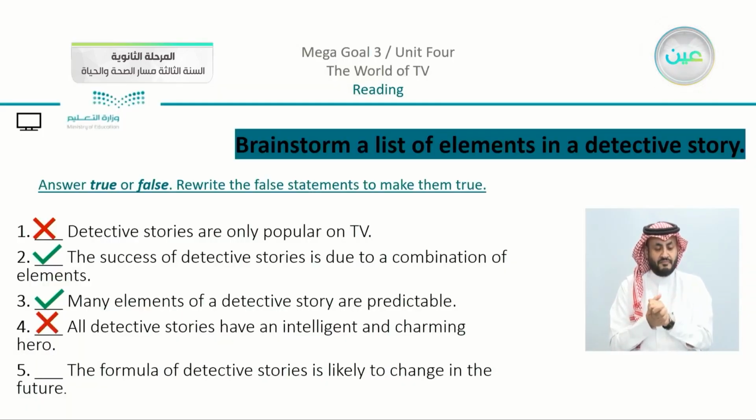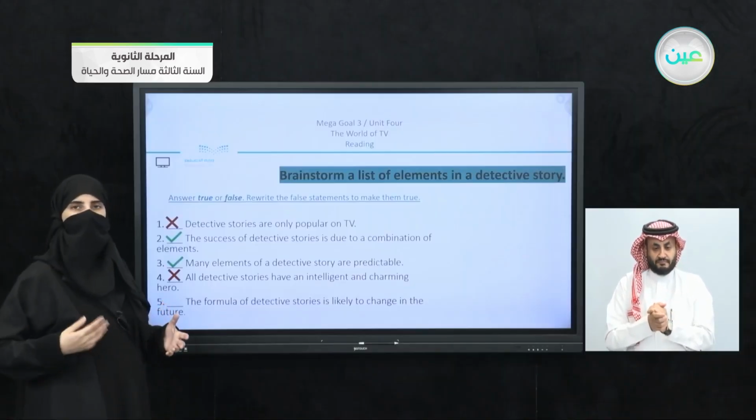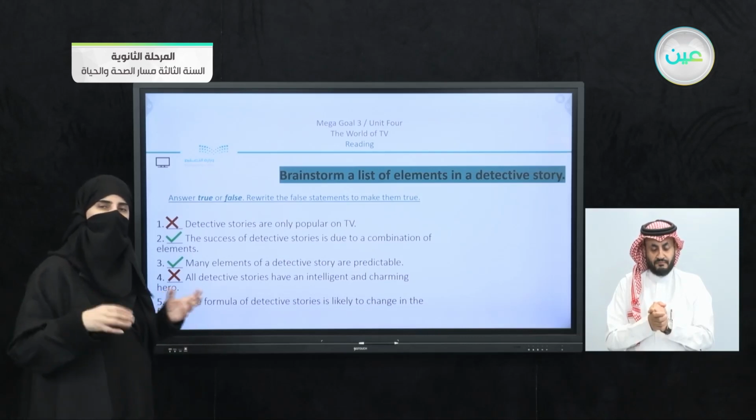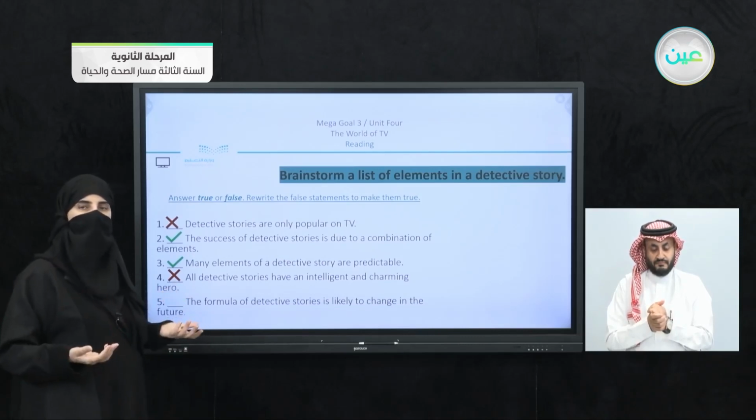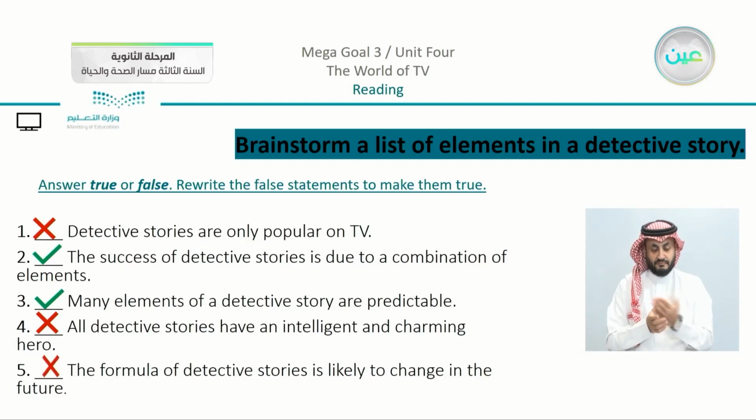There are different types of heroes and also different types of villains. Leading us to number five. The formula of detective stories is likely to change in the future. Now we have the idea of a mystery and the detective looking for the clues and trying to solve the mystery. So likely this is false. It's not likely to change. Now we discussed the corrections here. You can just revise the answers that we have.